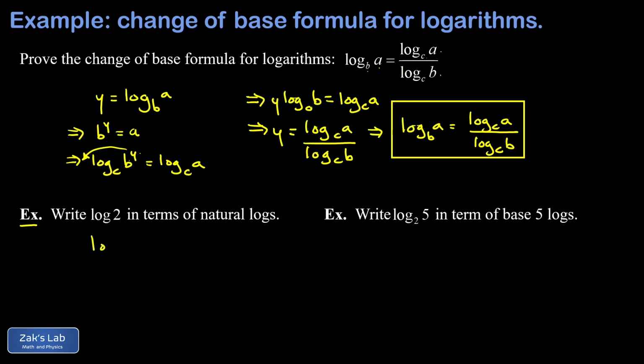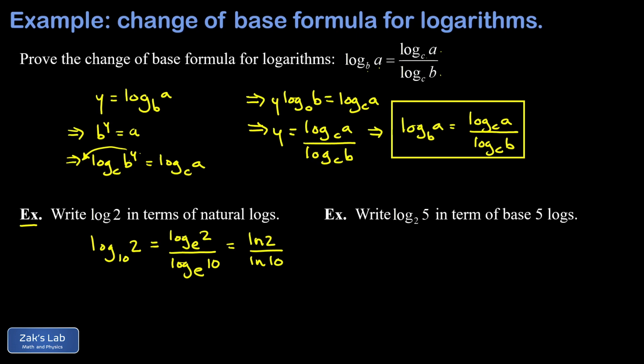To emphasize what the common log is, I'm going to write log base 10 of 2. And then we use the change of base formula, which allows us to change to any base we want. In this case, we're choosing e. So I write log base e of 2 over log base e of 10. And of course, log base e is really just the natural log. So I have natural log 2 over natural log 10.